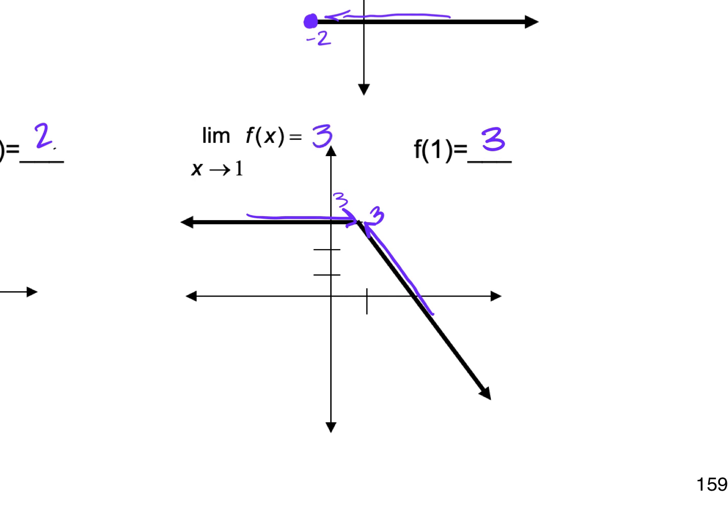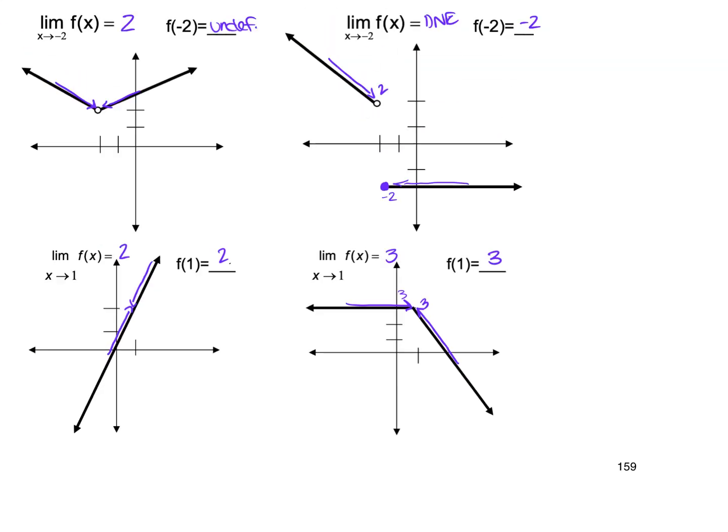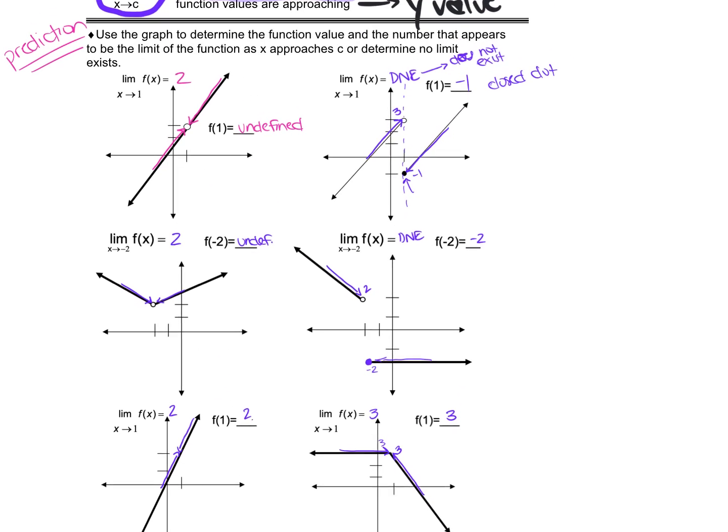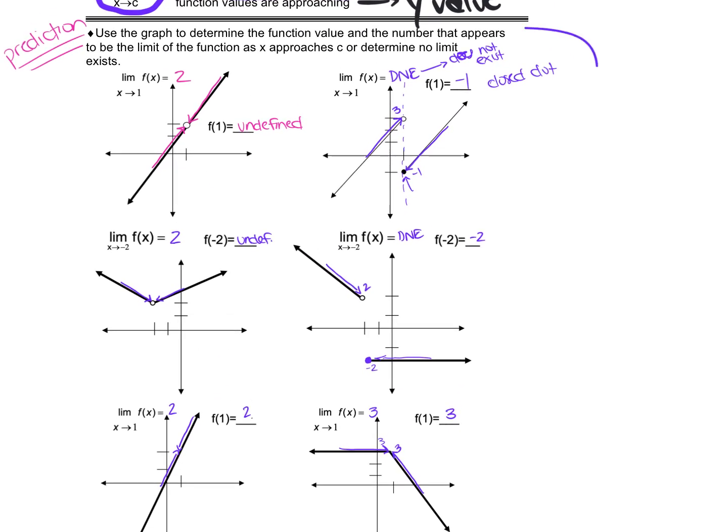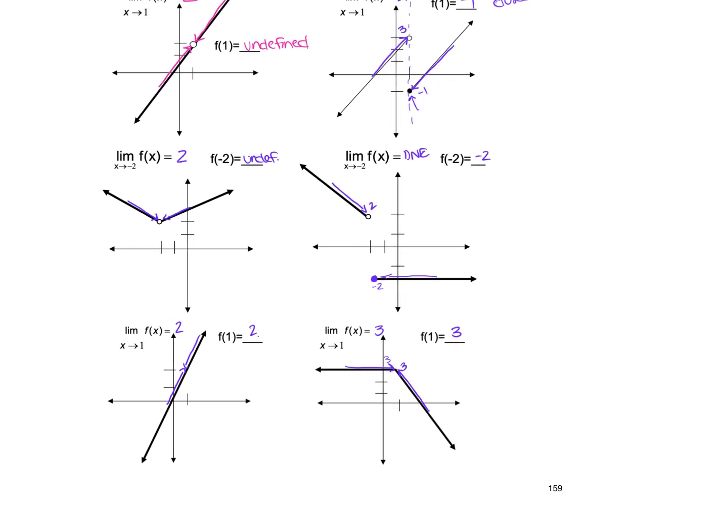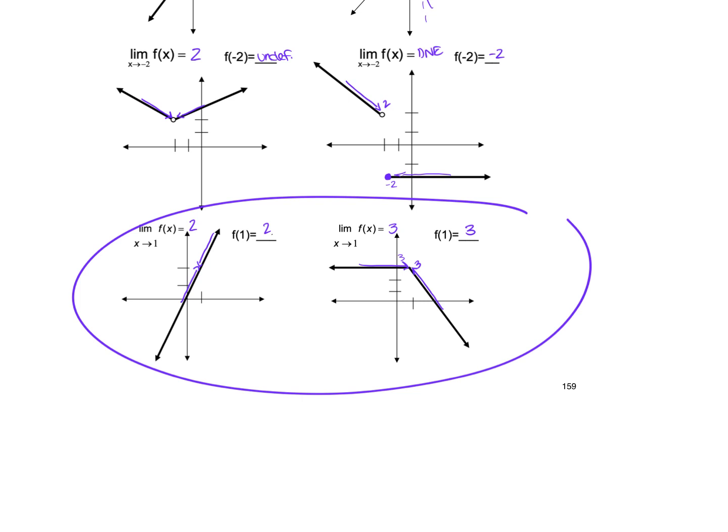So there are times where your f of value exists and you don't have a limit, like these two. There are times where your f of value doesn't exist and you still have a limit. There are also times when your limit is the same as your f of value. All kind of different situations going on here. And we're going to talk about that in more detail on the back.